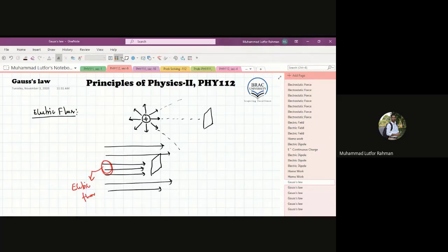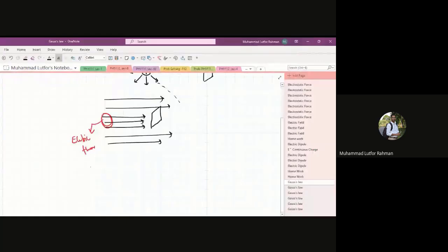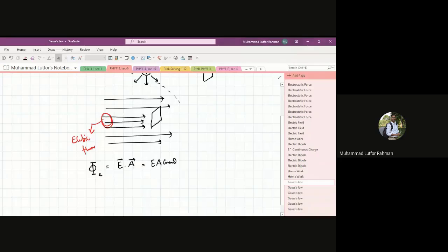So electric flux is basically a scalar quantity that we can find by a formula. Electric flux, which we express by phi E, is E dot A, right? Where A is the area. We can write it as EA cos theta, since in the dot product theta is the angle between the electric field and the area vector. And the area is a vector. You have that idea, right? Remember this: this is the electric flux when both the electric field and area are constant.